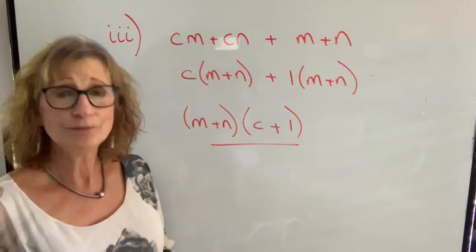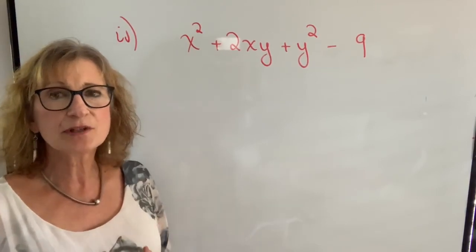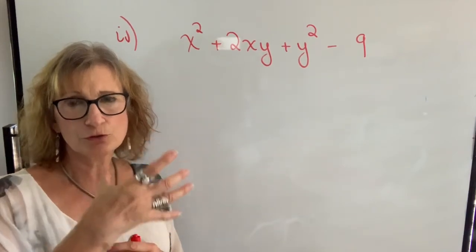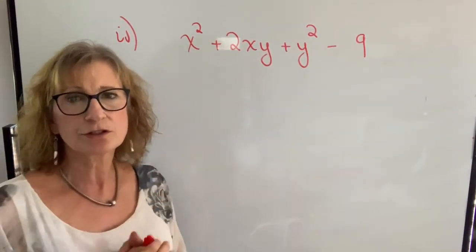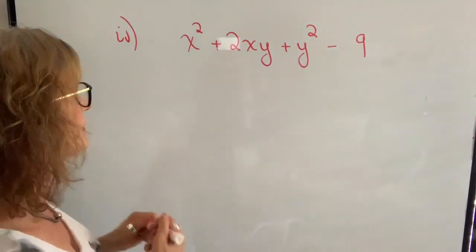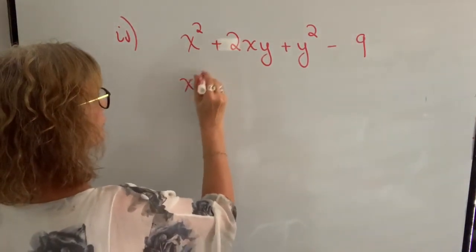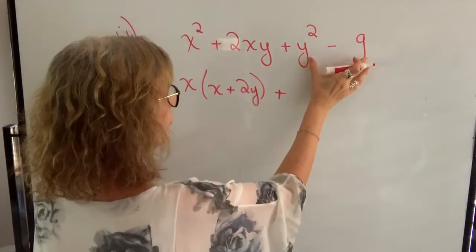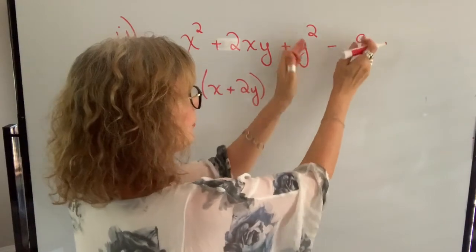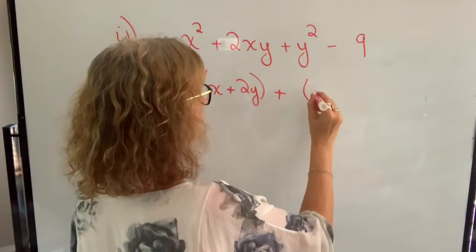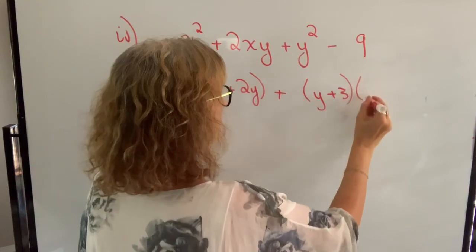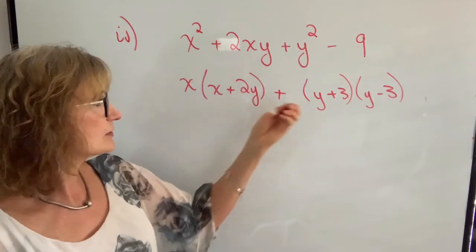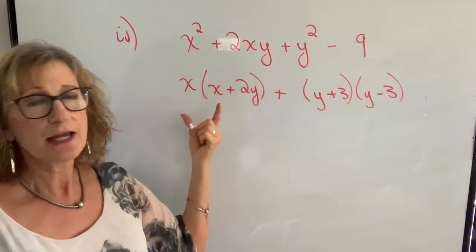And one more example. This example is a little bit different than the previous ones that we did. In the previous ones, we grouped 2 terms and 2 terms, and we factored out of each of those. I could try this here. I noticed that the x is common to both of these terms. And then I noticed, oh, there's nothing common there, but that's a difference of squares. So, okay, let's try that. y plus 3 times y minus 3. However, it doesn't get us anywhere because there's nothing common to this term and this term.